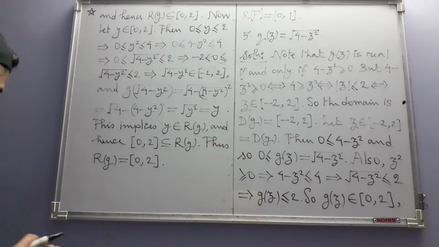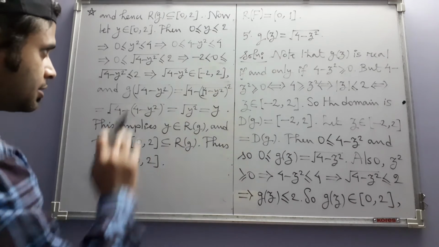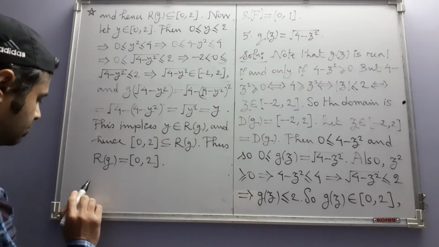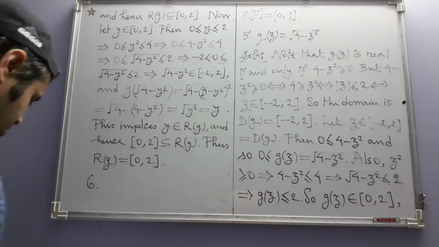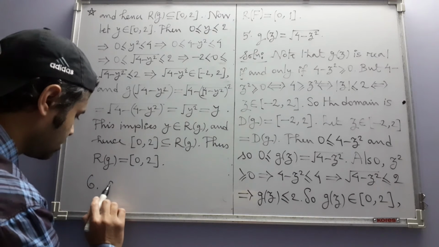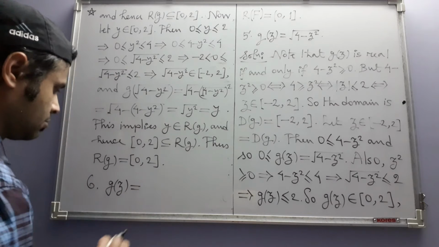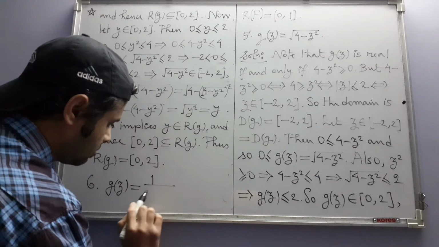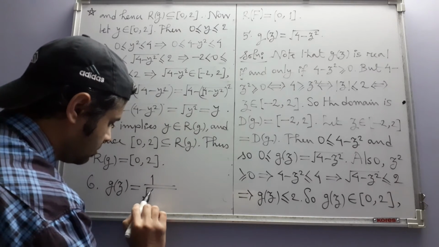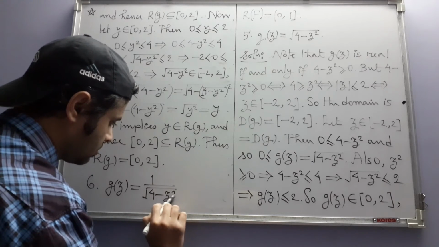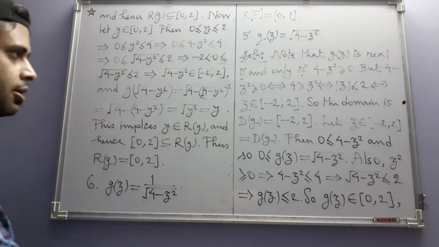Now in 6 we have taken the reciprocal of what we have in 5. Here the function is 1 over square root of 4 minus z square.